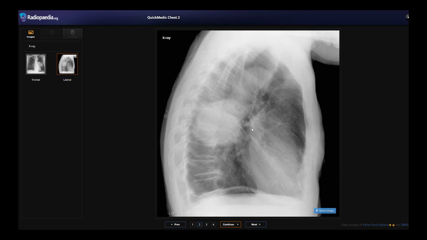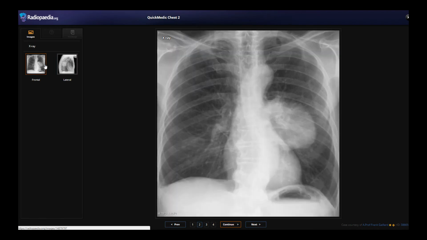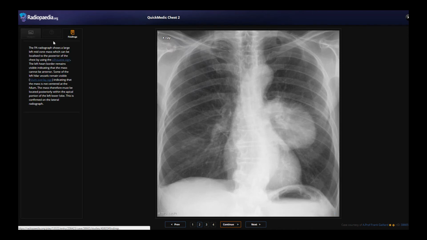And this is a lateral chest side, which we don't really do in the UK. This is more of a US and Australian thing, but they do have a lateral view, and that shows definitely that opacification there in the left side of the chest.